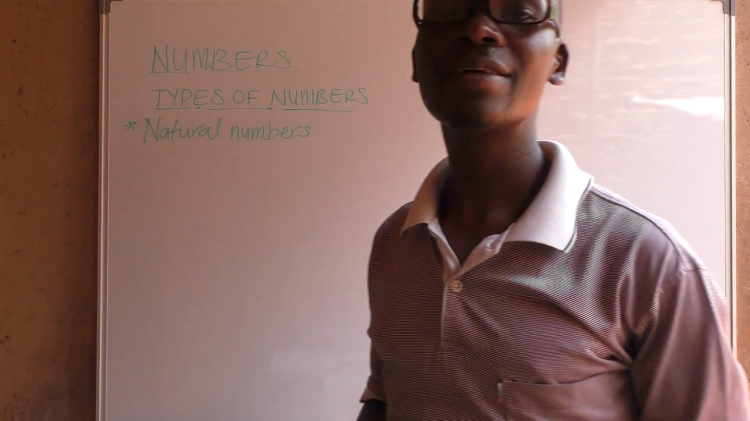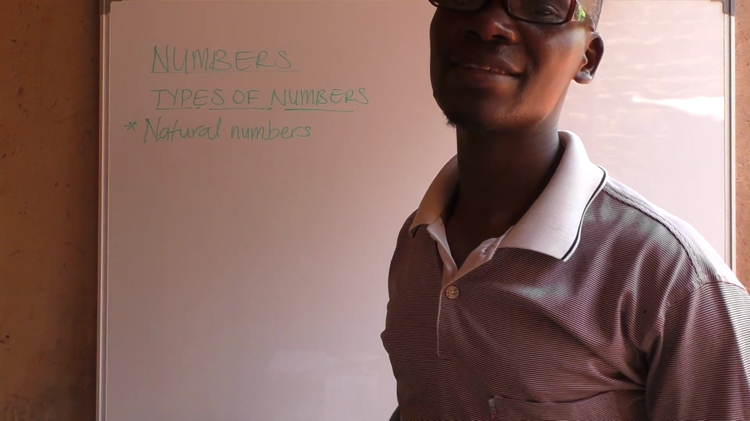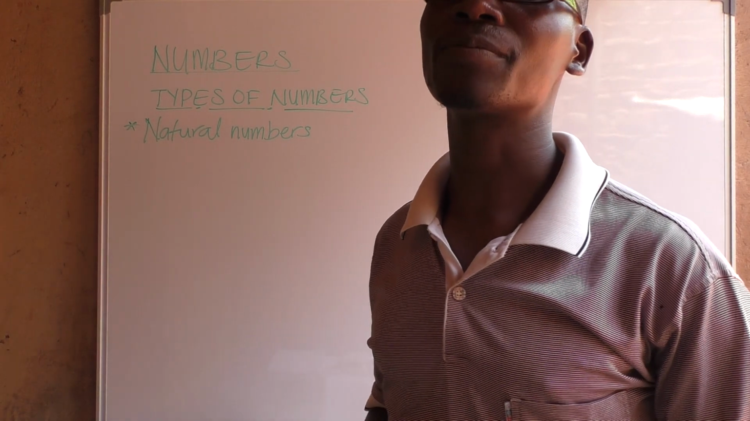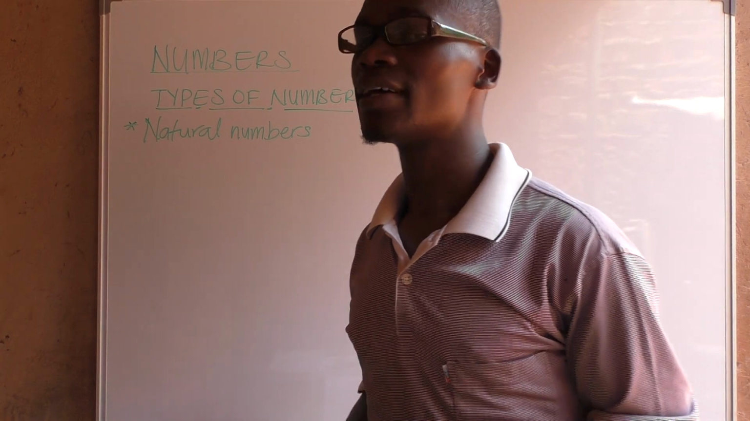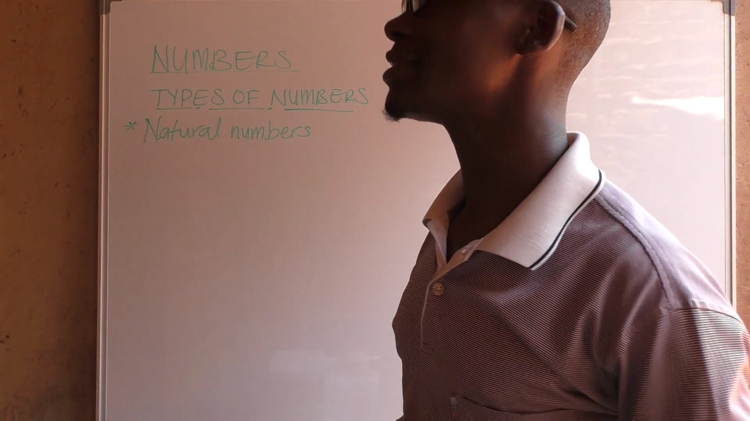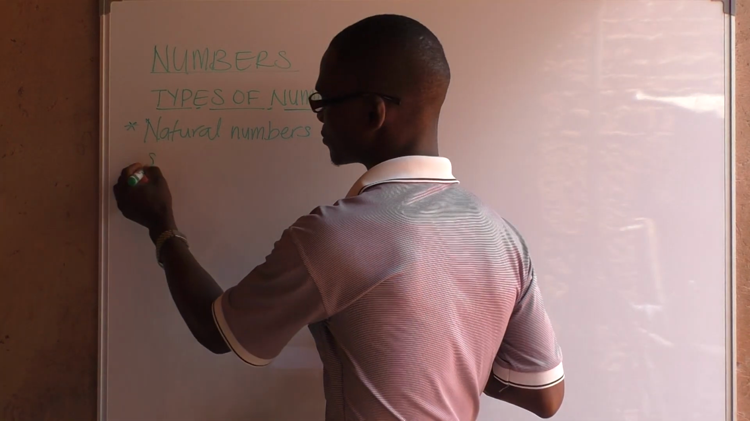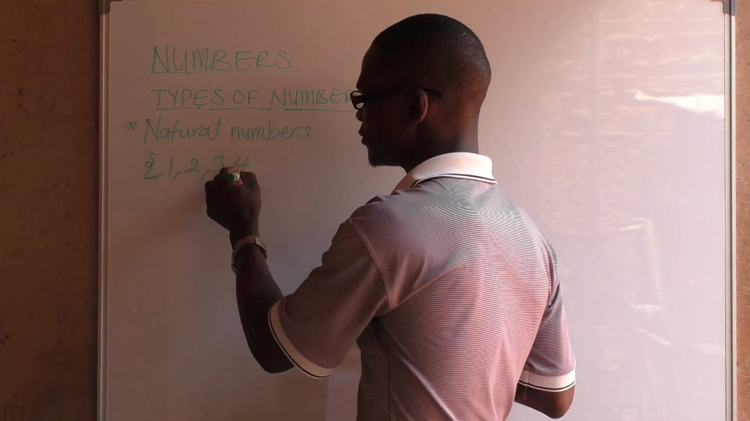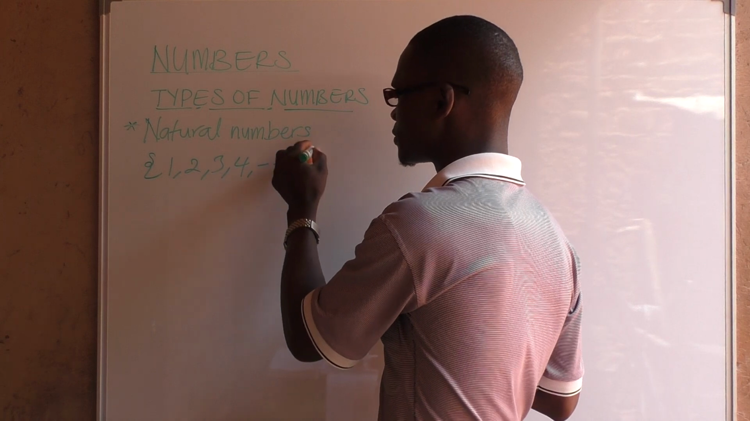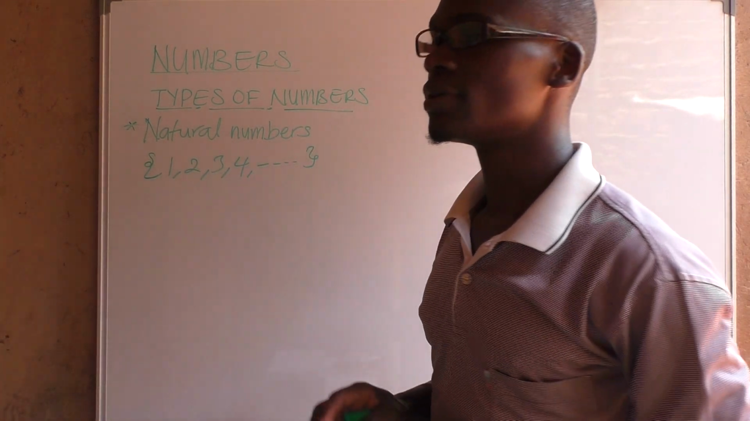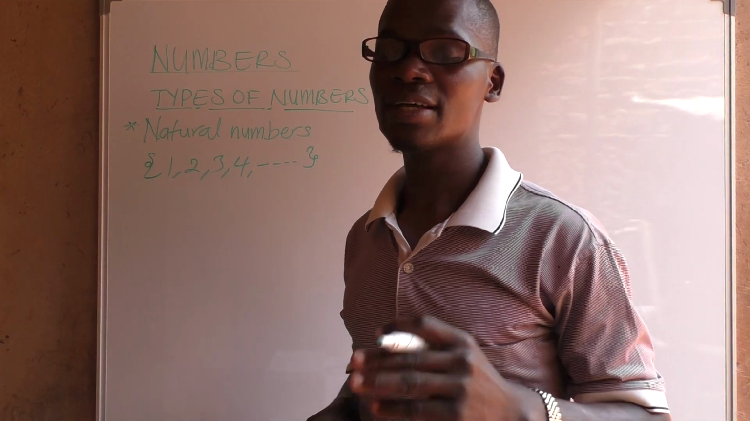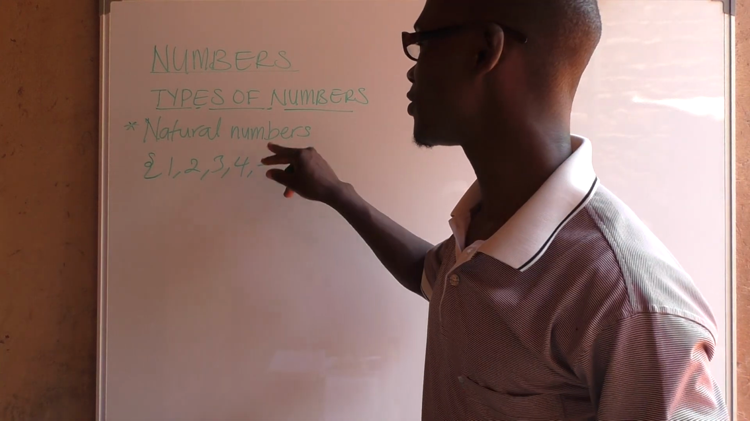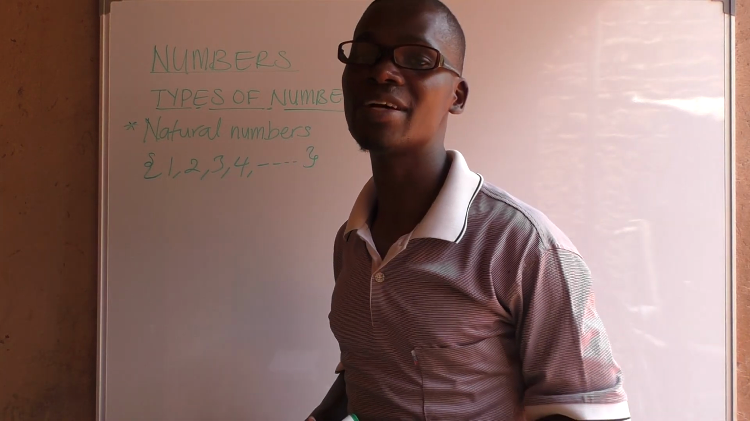Natural numbers are counting numbers starting from 1. That is to say, a set of natural numbers is given by 1, 2, 3, 4, and so on. So, counting numbers starting from 1 are what we refer to as natural numbers.